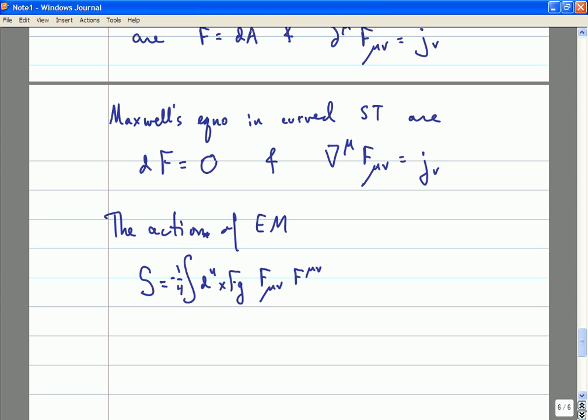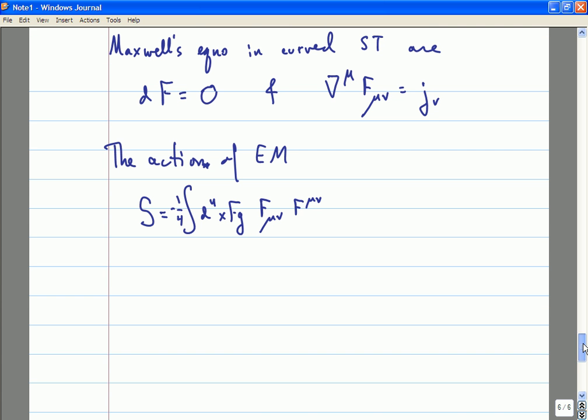So you can check, and you will check on your next problem set, that the variation of this action with respect to the electromagnetic potential does give Maxwell's equations. And you will also check that the variation of this with respect to the metric will give you the stress tensor of electromagnetism. So did you guys compute the stress tensor of electromagnetism in your EM class? You probably did. Yes? Maybe? Okay, well, you'll compute it on your next problem set, and I guarantee you'll compute it in a different way than you did in your electromagnetism class.